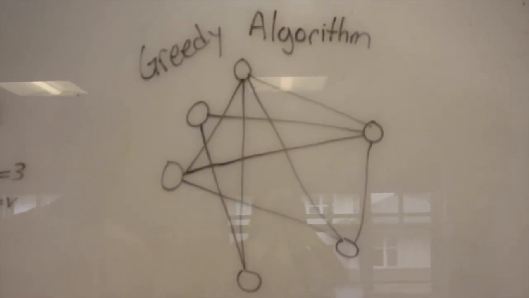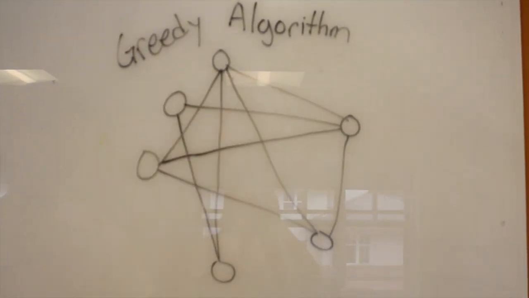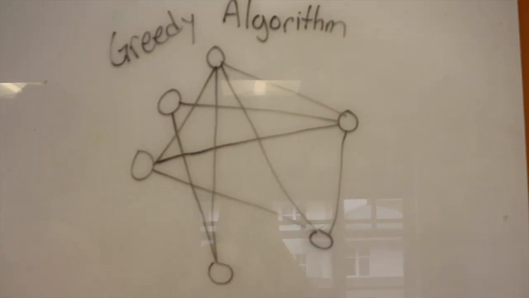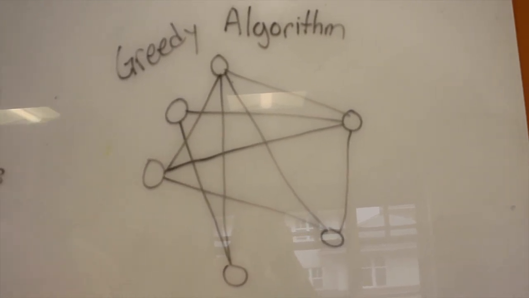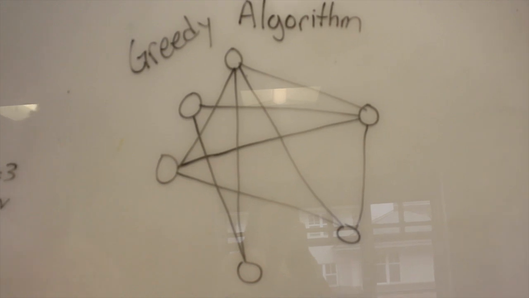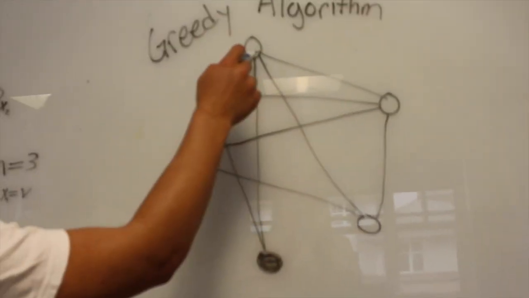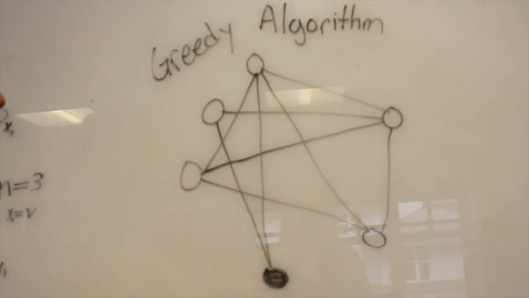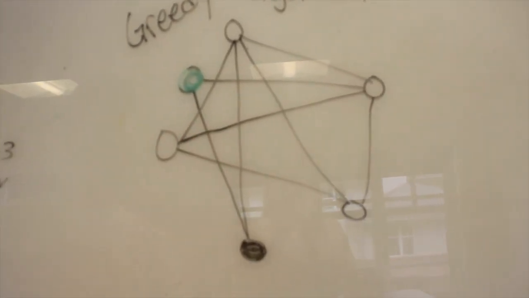So the greedy algorithm states that if we want to color each vertex, we want to do it using the least number of colors possible. Since there are 6 vertices, we could use 6 colors, but we want to use the least amount that we can. So we start with a random vertex, let's say a black one, and then we see the 2 vertices that are connected directly with that. So we get a separate color, let's say green.